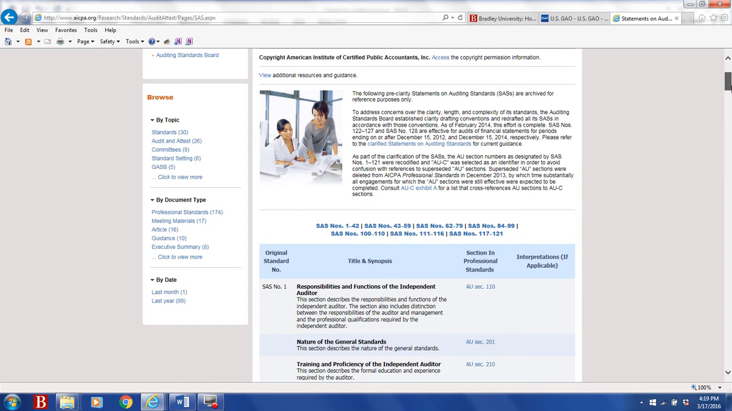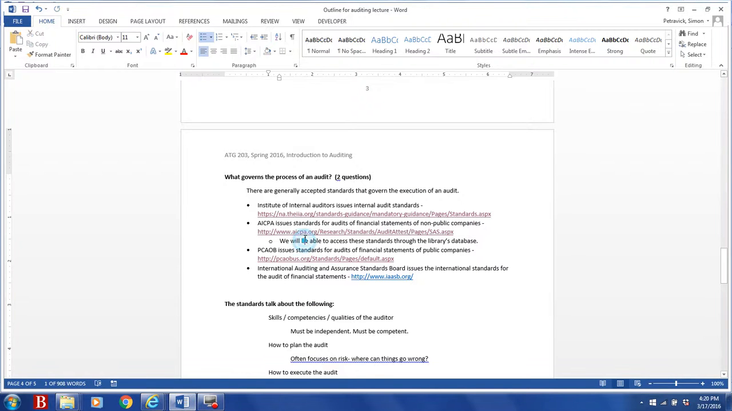And as I scroll down here, you can see we're up to number 121. So there's been many standards that are issued and that are available to the public. Some of these other standards that are issued, you see listed up here, came out later, and they are eventually released to the public. What we're going to do is not rely on the AICPA's presentation of the standards. We'll be able to access these through the library database like we've done with other databases.